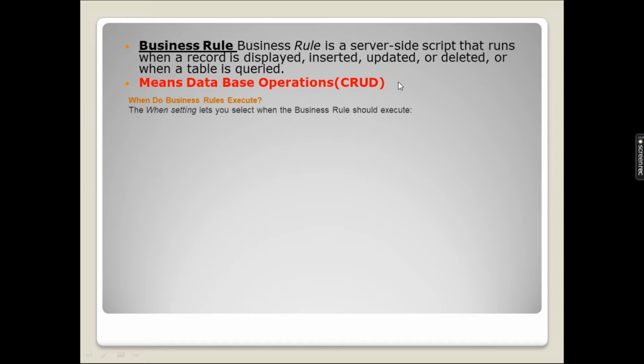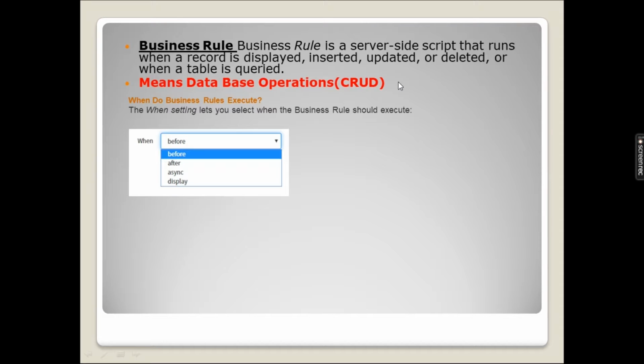Basically, when does a business rule execute? So basically, we have 4 types of business rule existing in ServiceNow. I took a screenshot and pasted it over here. There are 4 types: before, after, async, and display. We'll talk about these one by one with examples in this business rule.